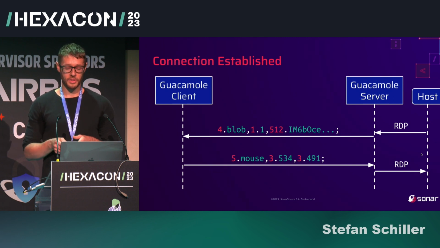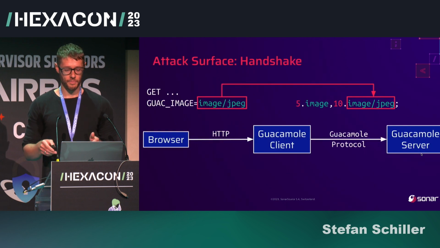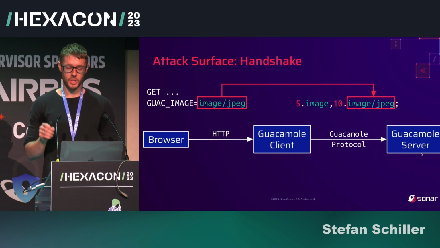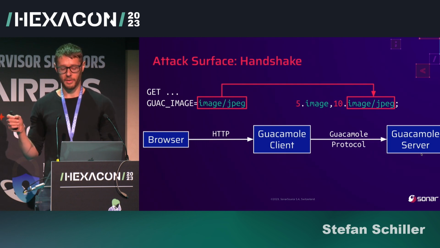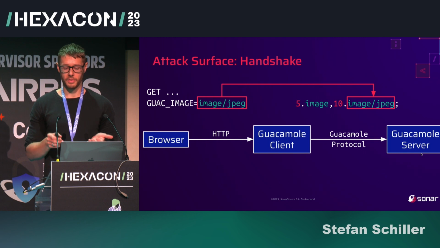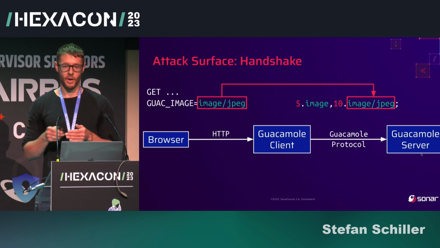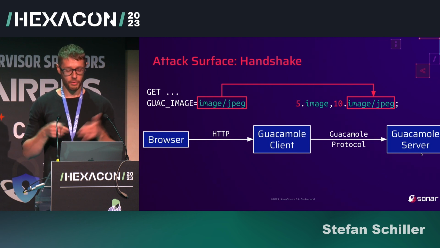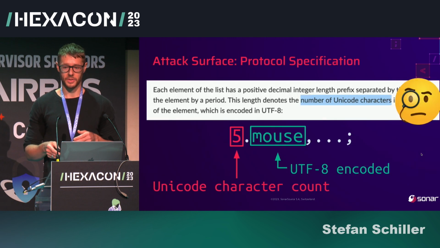From an attacker's point of view, we can already make some interesting observations. The first observation is related to the handshake. The supported image types sent from the client to the server are taken from this query parameter sent by the browser. This is the only value a low-privileged user can influence during the handshake. All other values are taken from the configuration within the database.